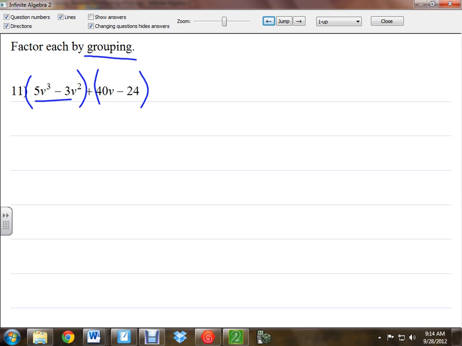So in our first group, the 5v cubed minus 3v squared, we have a v squared that is in common in both of those. If I pull a v squared out, that would give me 5v minus 3 left over. Now when I look at the second group, the 40v minus 24, we could pull out an 8, because an 8 is in 40 and an 8 goes into 24 evenly. And when I pull out an 8, you'll notice that I am also left with a 5v minus 3.